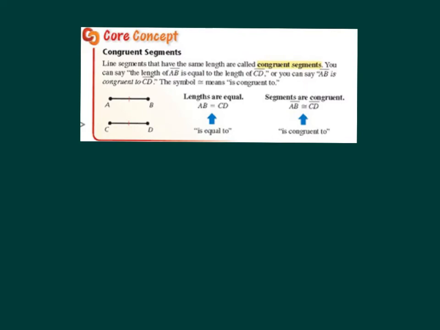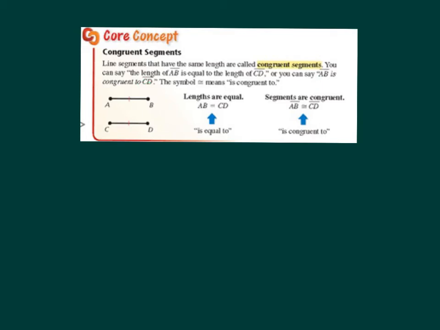So the next thing we're going to get into is congruent segments. So if you look at this definition, line segments that have the same length are called congruent segments. You can say that the length of segment AB is equal to the length of segment CD, or you can say that segment AB is congruent to segment CD, same exact thing.